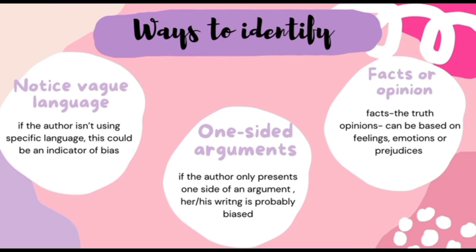Next, one-sided arguments. If the author only presents one side of an argument, his or her writing is probably biased. Lastly, facts or opinion. With facts, the author will reveal only the truth, and when he or she gives opinion, it can be based on feelings, emotion, and prejudice. It means when the author gives their own opinion, she or he is biased.